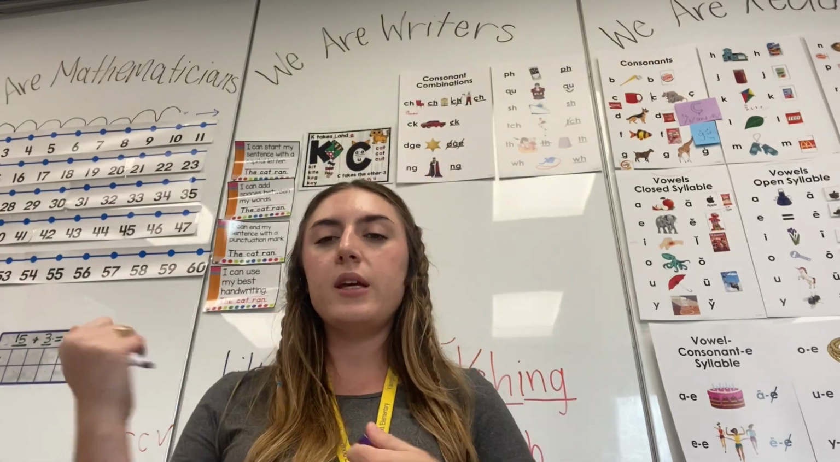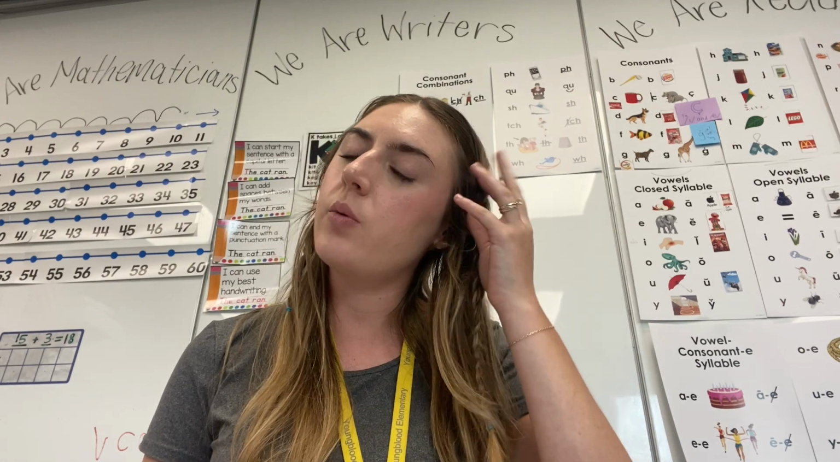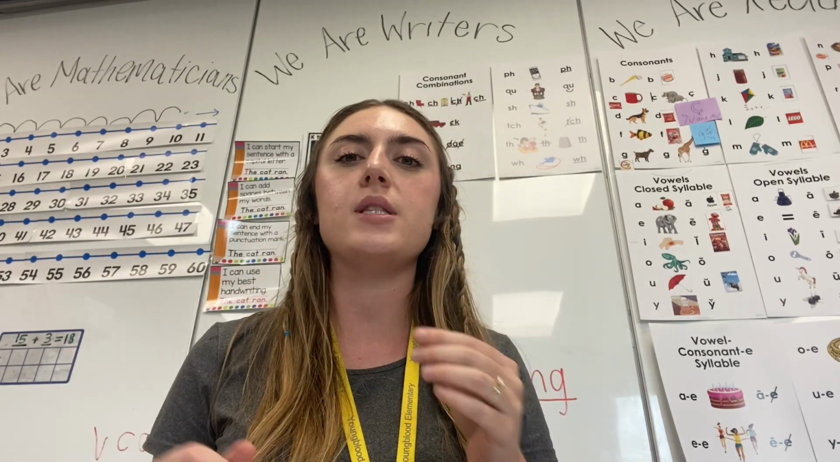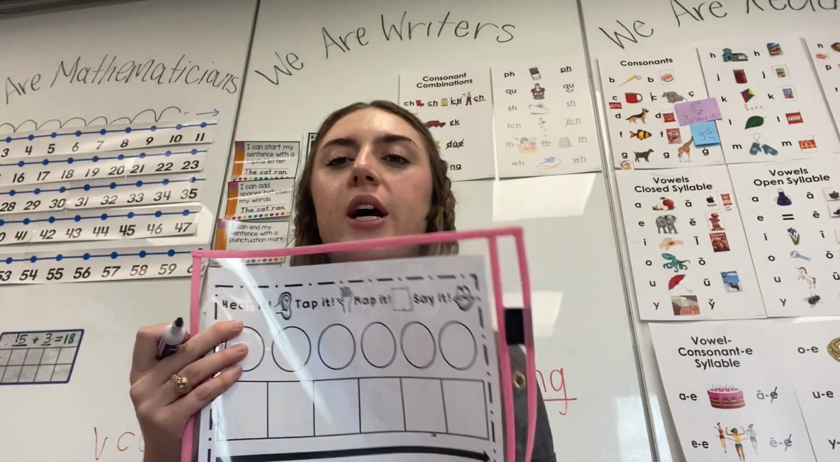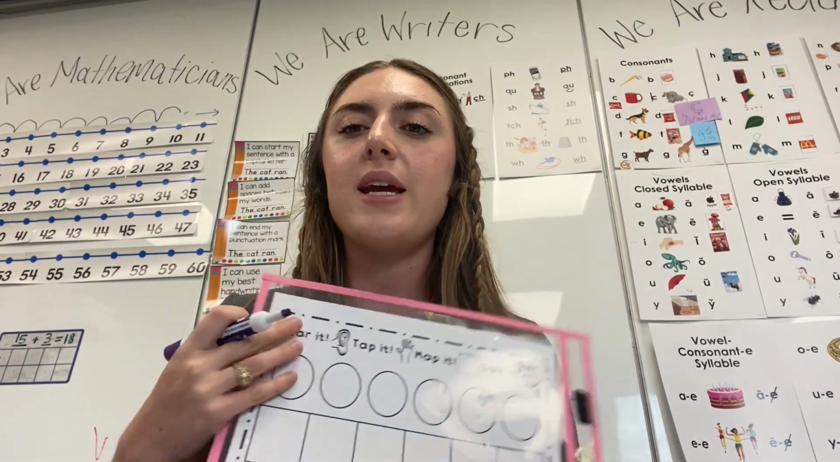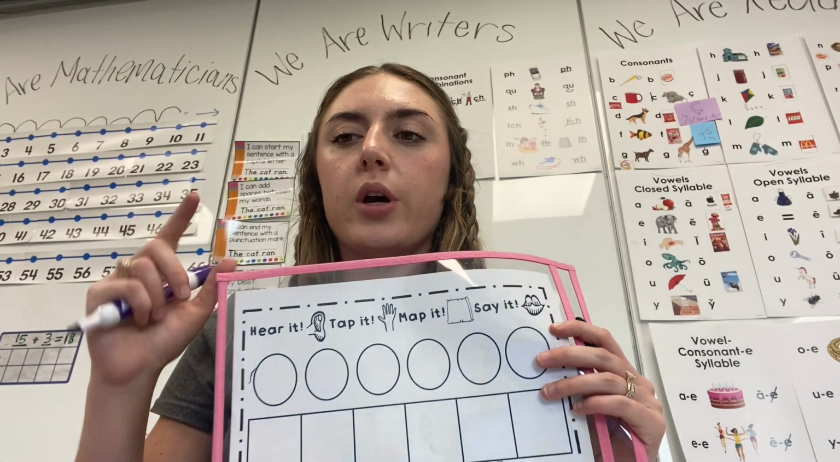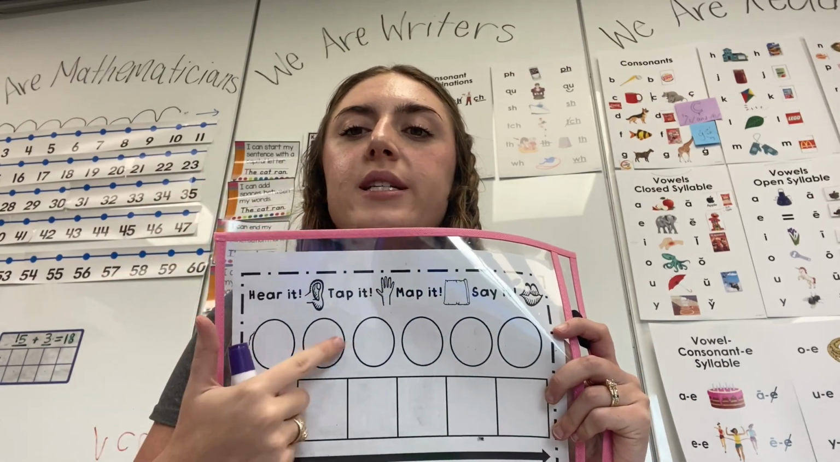Now, when I'm spelling a word, that is called encoding. We are using the sounds that we know in our brain to produce the letters that spell those sounds. So the first thing that your child needs to be able to do is segment a word, or break apart a word, into each of its sounds.